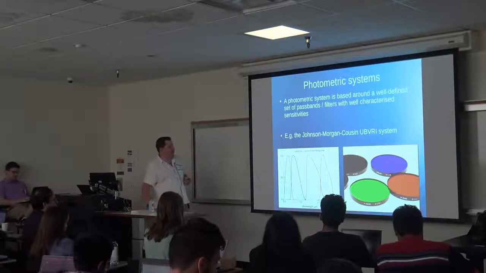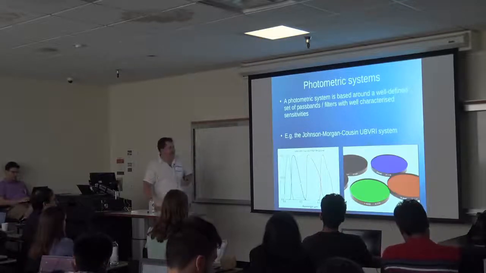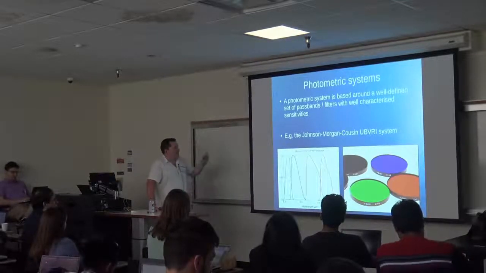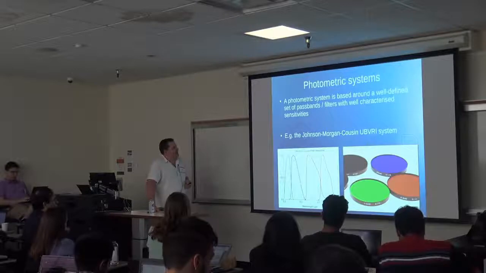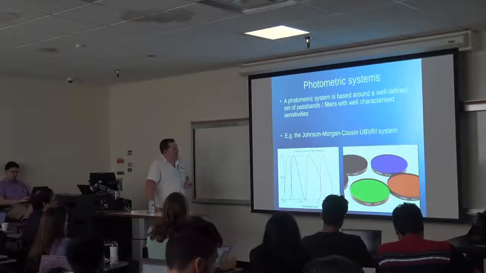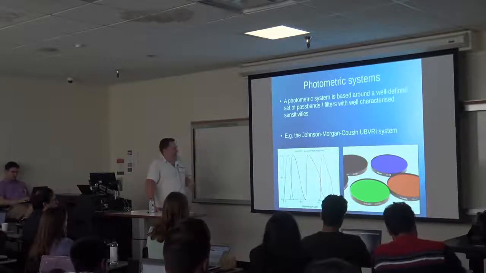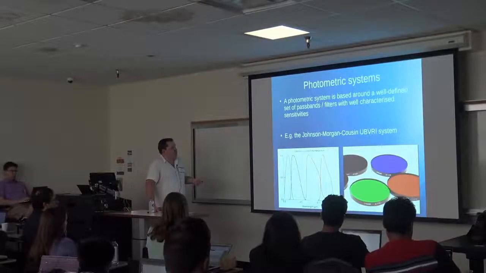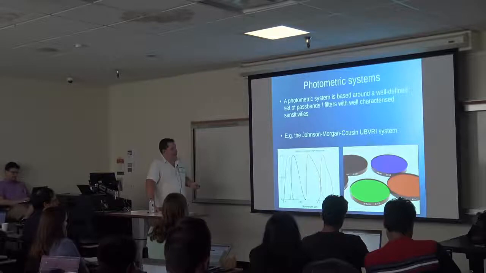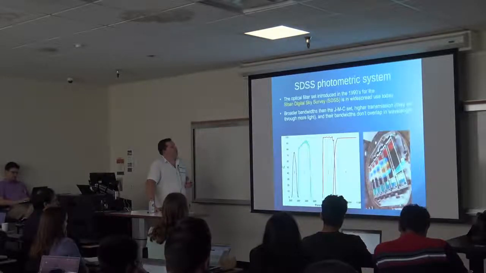So there are many of these. You know how it goes. Every time someone thinks up a new system, there's a new standard described, and suddenly these sort of multiplied. Everyone thinks they can do a little bit better. But the most common ones are the so-called Johnson-Cousins system of UBVRI, and then that's been extended into the infrared as well.